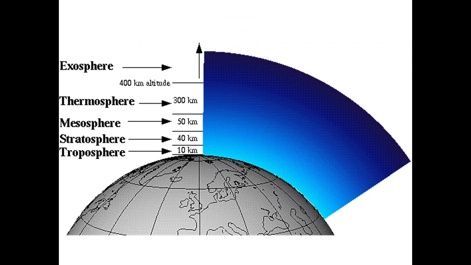So the difference between these layers: the troposphere extends to about 10 kilometers, while the stratosphere extends to about 40 kilometers, the mesosphere 50 kilometers, the thermosphere 300 kilometers, and the exosphere 400 kilometers in altitude. All right.